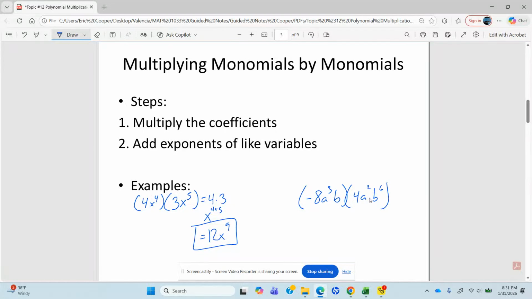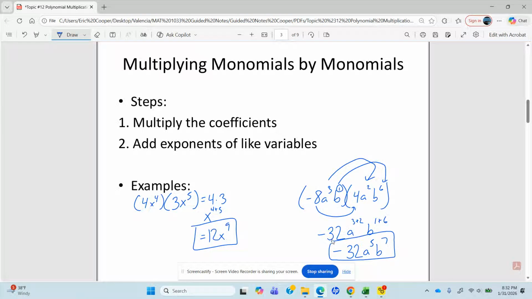We'll do the same thing over here. The coefficients will multiply with each other. So negative 8 and 4 gives me negative 32. We have a to the third and a squared, so we'll add those together. And then we have b to the first. Remember, no exponent, we put a 1 there if we need it. B to the first times b to the sixth power. So our final answer should be negative 32, a to the fifth, b to the seventh. So when we do monomials, we'll multiply the coefficients by each other, and we'll add the exponents of like variables.